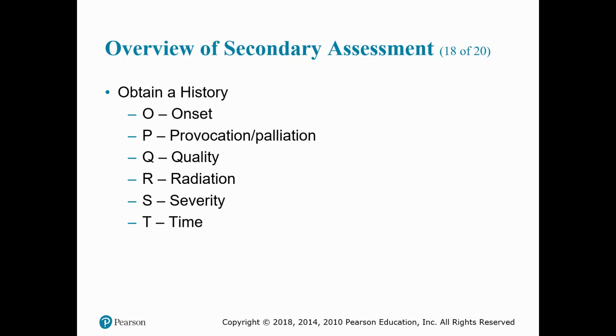O for onset, P, provocation and palliation, what makes it better or worse? Q, quality, can you describe it to me? What does it feel like? R, radiation, does it go anywhere? Does the pain stay in one spot? S, severity, scale of 0 to 10, 0 being no pain at all, 10 being the worst pain you've ever had in your life. Can you give me a number value to your pain? And T, time, what time did this start? How long have you been hurting?